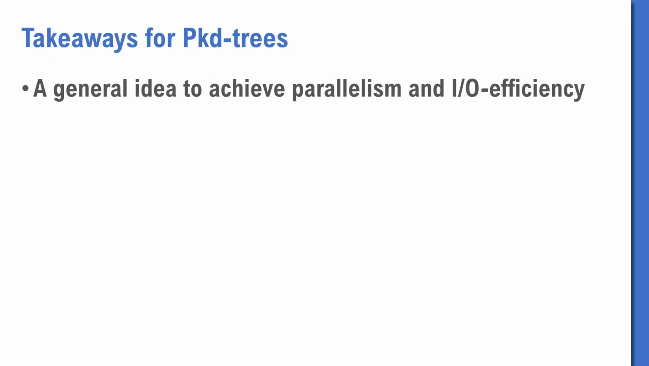Good. So takeaways for PKD tree. Okay, so this is a general idea to achieve parallelism and IO efficiency. You can definitely apply it to get a parallel scapegoat tree, but we have PKD trees already. So what can we learn from it?